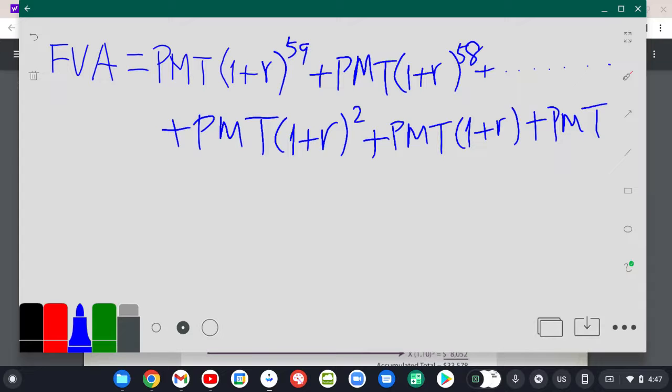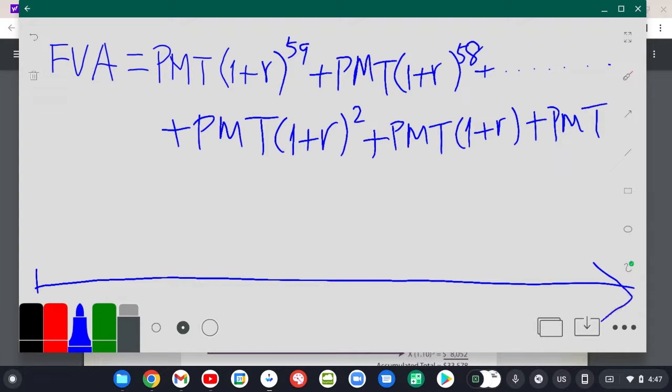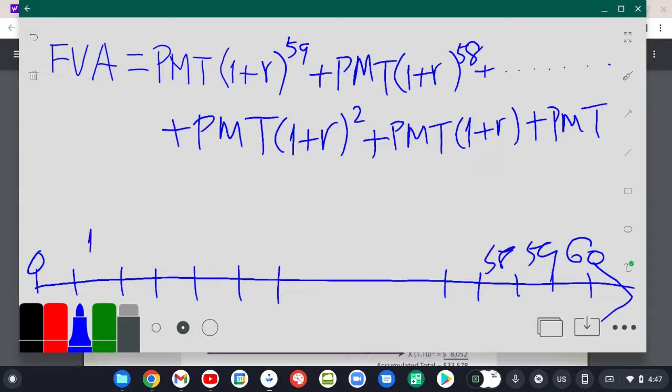I mean, if it is just 5 deposits, it's easy to put it on the timeline. But this is 60, right, from 0, 1, 2, 3, 4. Obviously, it's not going to be easy to put. This is the 60th, 59th, 58th, first, second, third, right?